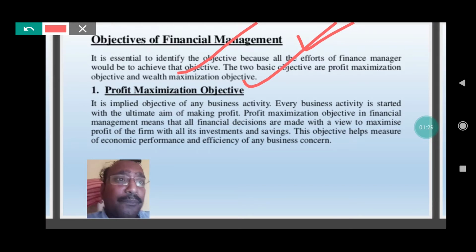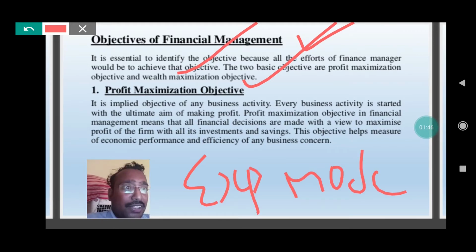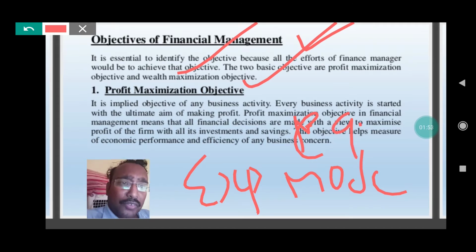It implies that the objective of any business activity, every business aim is ultimately to earn profit, because without profit you can't do anything. You can't expand your business, you can't modernize your business, you can't purchase equipment like that. If any activity takes place in the organization, profit is playing a very vital role. For that reason profit is playing a very important role, we say. So the firm is able to earn the profit.